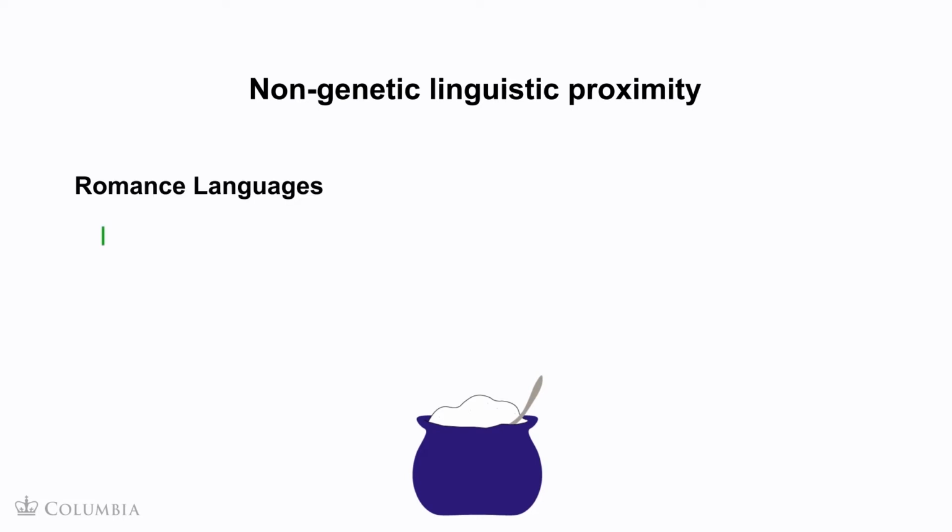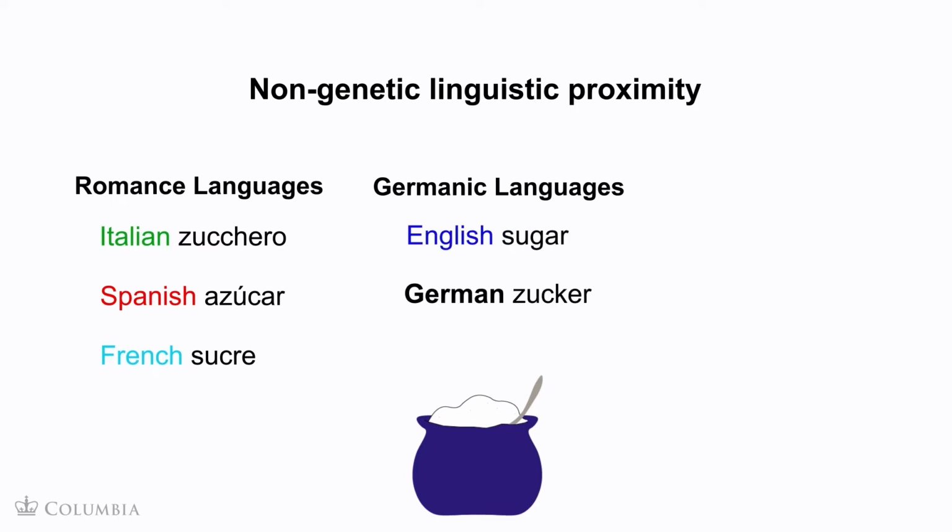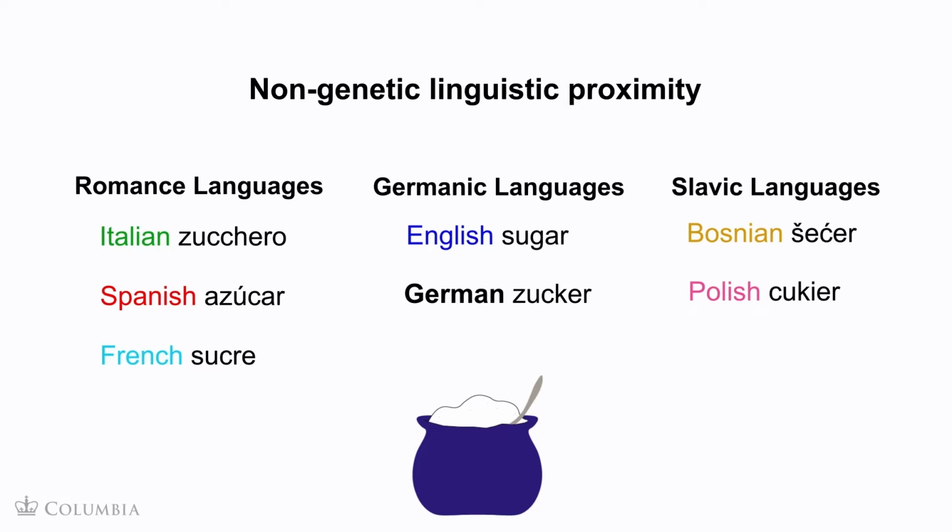In the Romance languages, zucchero in Italian, azúcar in Spanish, sucre in French. In the Germanic languages, sugar in English and Zucker in German. And in the Slavic languages, Šećer in Bosnian and cukier in Polish. This example of linguistic proximity present among European languages from very different language families is a result of trade history.